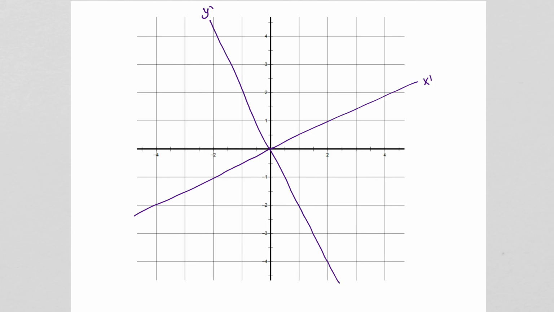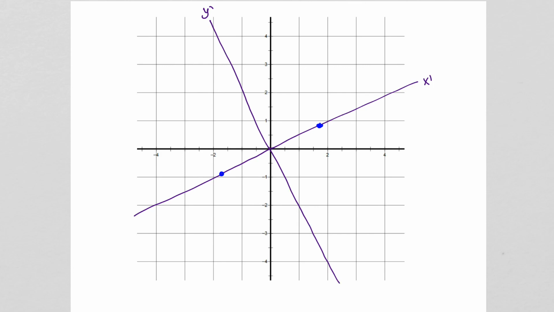Okay, so our vertices were at 0, -2, and 0, 2. But we've rotated. So I'm not going to go straight down. I've got to kind of curve a little bit, okay? So we'll be about there and about there. Again, you're not having to graph these by hand, but you do get the idea that I can't just go straight down since I'm rotating like a circle, I hope.